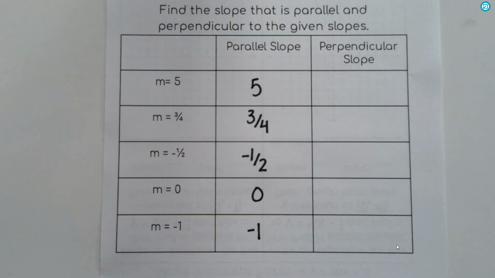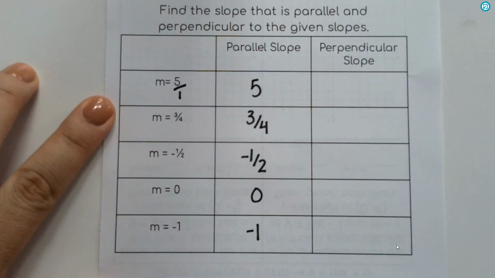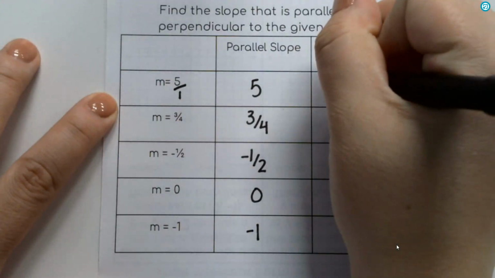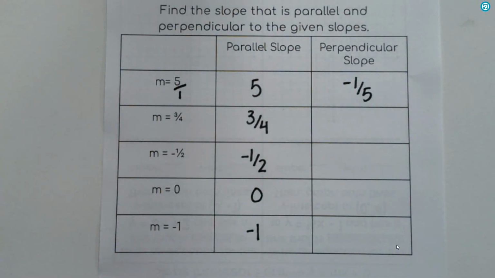Okay, slopes that are perpendicular, we've got to do a little bit more work for. So it is the opposite reciprocal. So we have to take the sign. If it was positive, it becomes negative. If it was negative, it becomes positive. And we also have to flip it. So if it's not a fraction, just like we've been able to do all unit, we can put it over 1. So I'm going to go ahead and put this 5/1. And a slope that is perpendicular to 5/1 would be negative 1/5. So you take it, you flip it upside down, and you make it negative if it was positive.